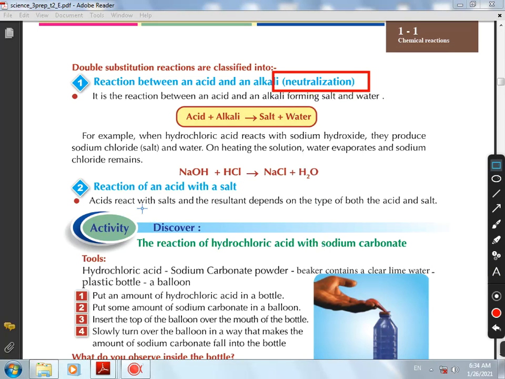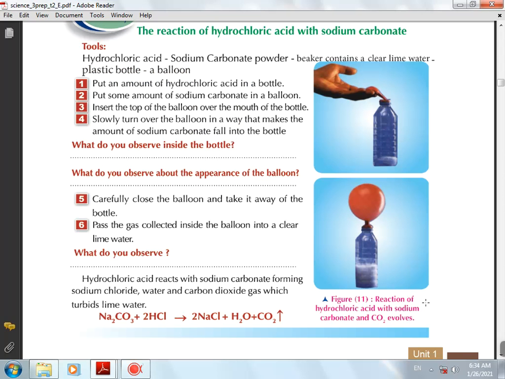The second type in double substitution reaction is the reaction of acid with salts. And acids react with salts and the results depend on the type of both acid and salts. يعني الكومباوند resulted بيعتمد على نوع الأسيد and salts. For example, reaction of hydrochloric acid with sodium carbonate to produce sodium chloride and water and carbon dioxide gas as the following equation: Na2CO3 plus 2HCl give 2NaCl plus H2O plus carbon dioxide gas.